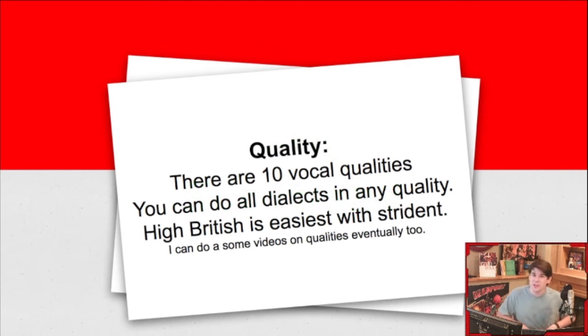You can train yourself to do any dialect in any vocal quality, like I said, but it's easiest when you do the strident. When you get it down in the strident voice, then you can start playing with a nasal type thing there, and just play around with it. But start with strident, then play.